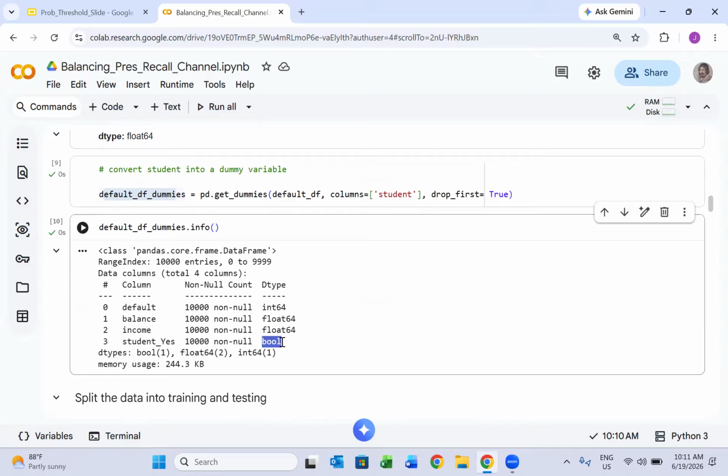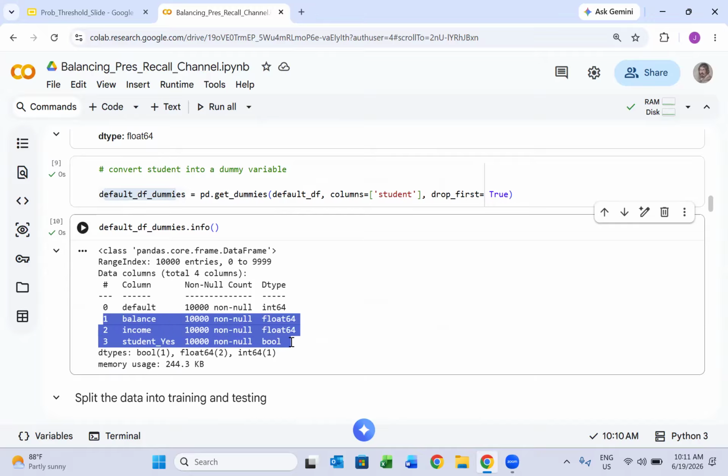Because internally Booleans are treated as numeric. So the false is treated as a 0 and the true is treated as a 1. Okay, so this is good. So all the features are in the correct format now. Okay, the last pre-processing step we need to do is we need to split the data into training and testing.